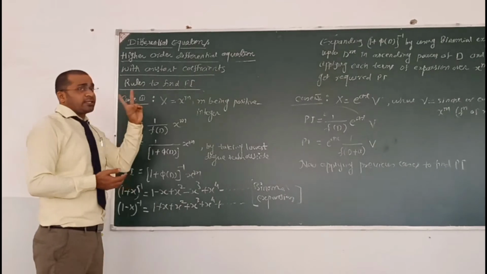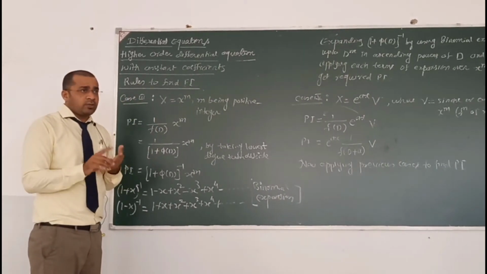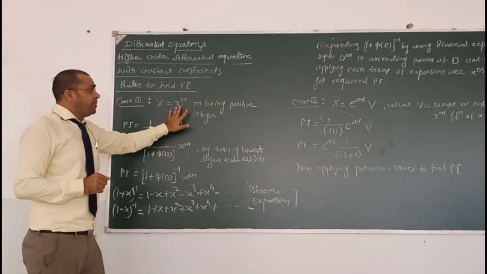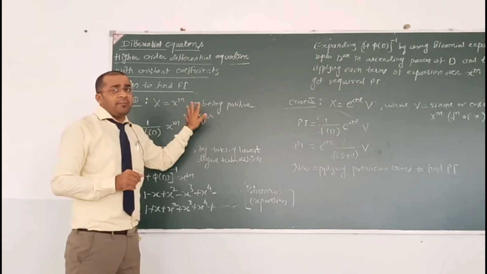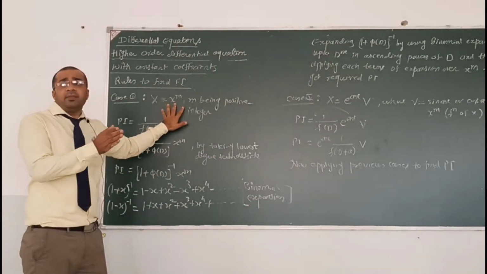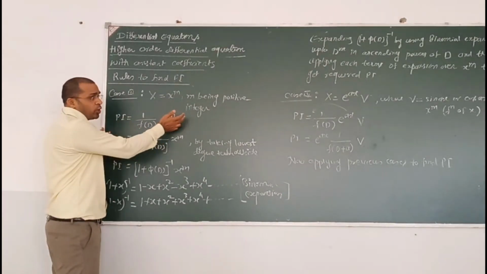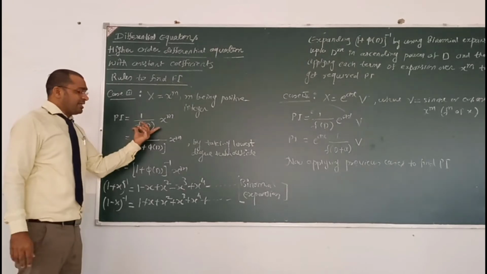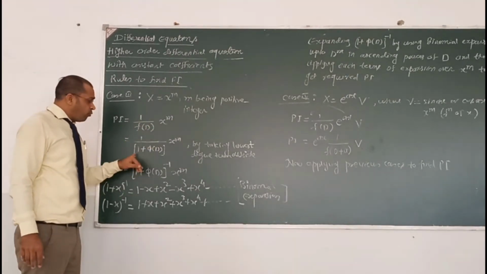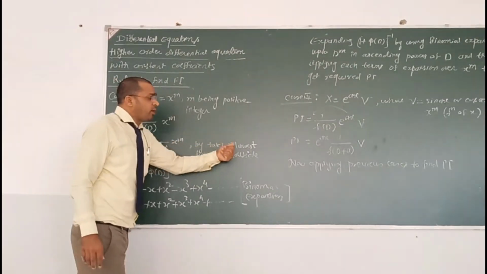Now the next case, the two cases we have seen, one for the exponential function, one for sin and cos. The third case we are having is X equals x to the power m, where m is a positive integer. If I say m is a positive integer, it means this will be a polynomial of degree m. Okay, so the PI will be 1 upon function of d times x to the power m according to the formula. Now in this case what we do, the function of d I write into the form 1 plus phi of d, by taking the lowest degree term outside.